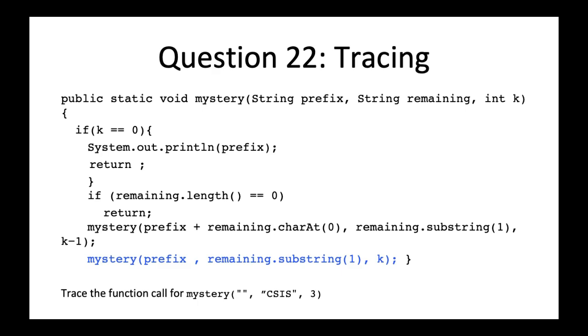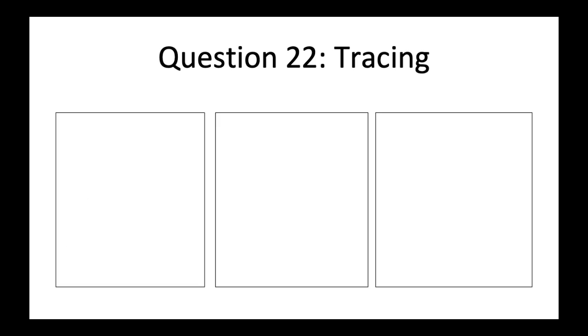Let's trace the call. Note that within this recursive method, mystery is called twice. So I have colored one in black and one in blue. This way you can differentiate between them while we are doing our tracing. Now once the method is called, we see the first black mystery method. It passes the prefix plus the first character in the string, the remainder without the first character, and k-1.